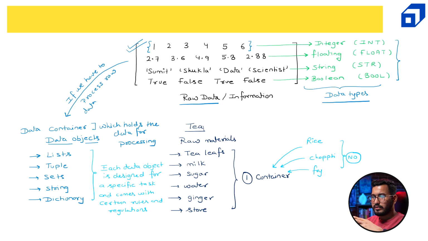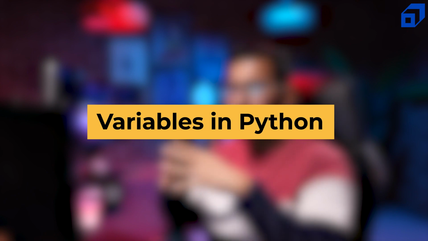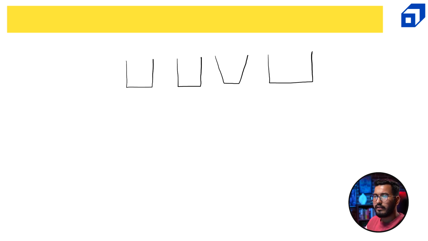Now once we have understood what is my raw data, followed by what are the data types, followed by what are the data objects, let's try to now understand the term variable, because this is a most confusing term. So let's try to understand with an example. Let's say we have some containers. So this is my container number 1, another container with a different shape, and another container with a different shape. So we have 4 containers over here. Let's put some content into them.